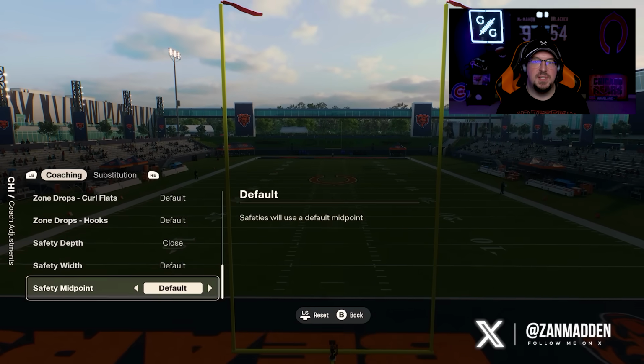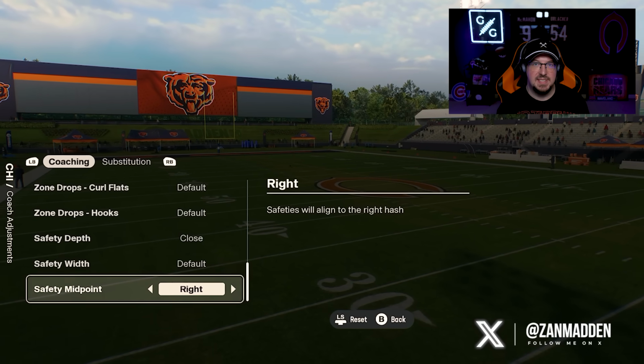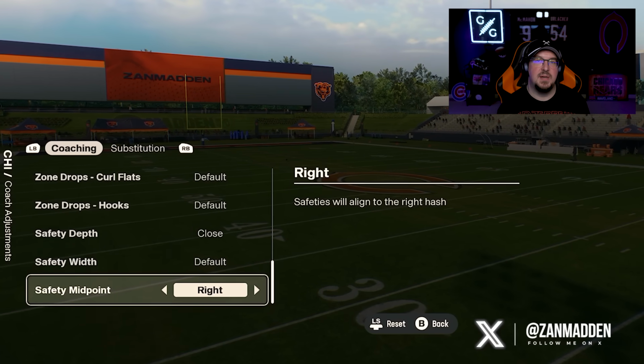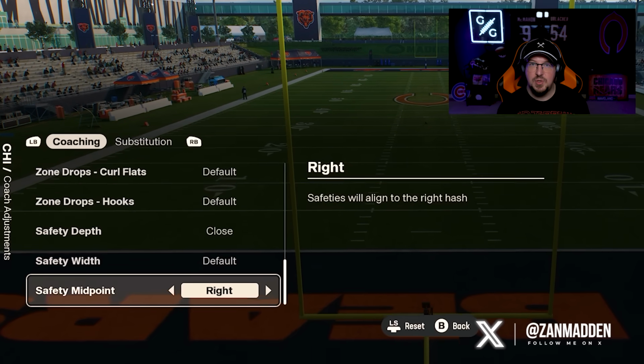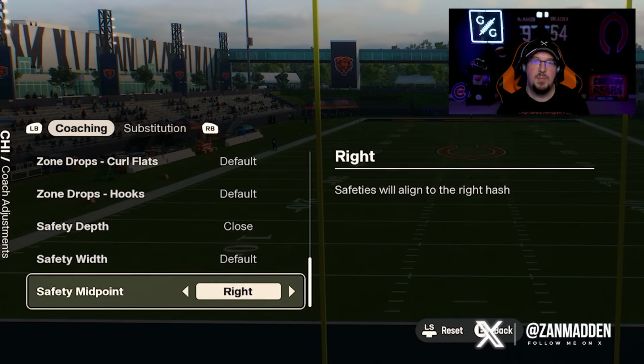Now, the first two that we're going to talk about is hash directional. These are left and right hash assignments. These will align your safeties based on your play call, irrespective of which side of the field is the wide side or the short side, and irrespective of what the offensive formation is in from a passing strength. If you don't know what that means, we'll get into that momentarily.